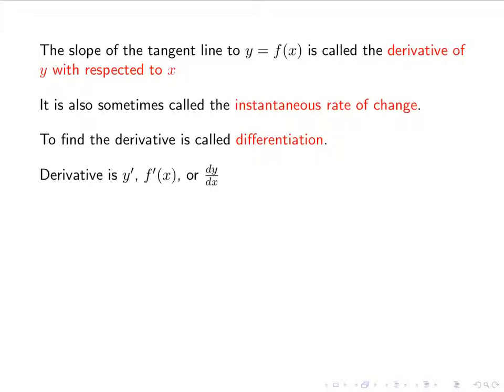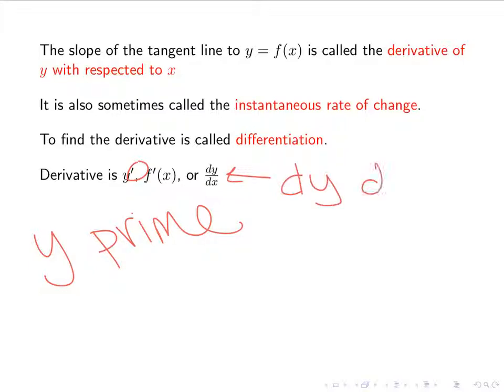Some notation for the derivative, we can call it y prime. We can call it f prime. So this is y prime. This accent, or this apostrophe, is prime. Y prime, f prime, or dy dx. This is just "dy dx" when you say it, but it is dy over dx.